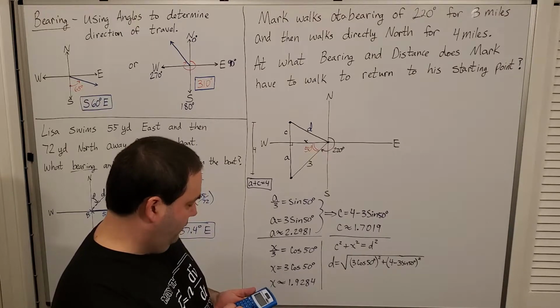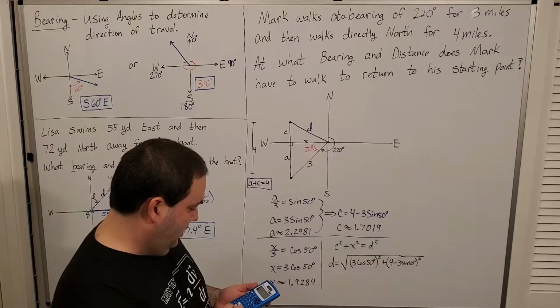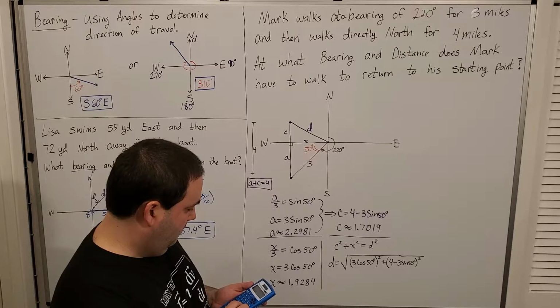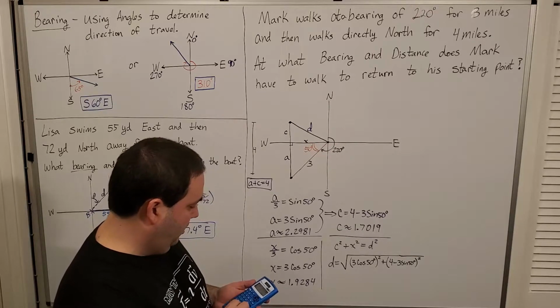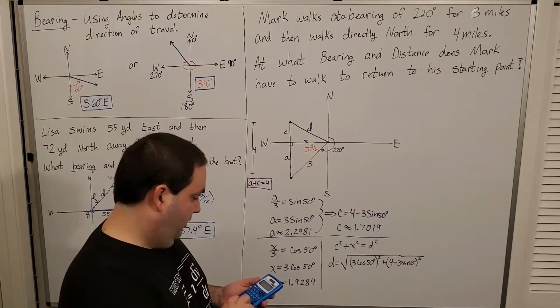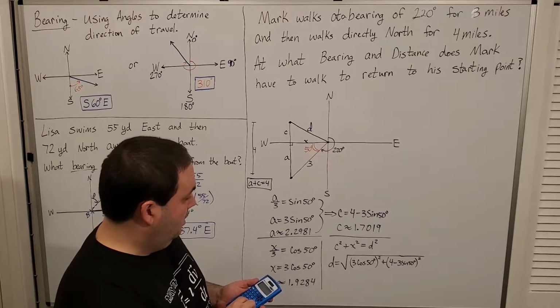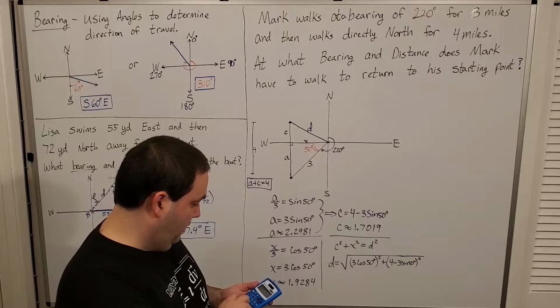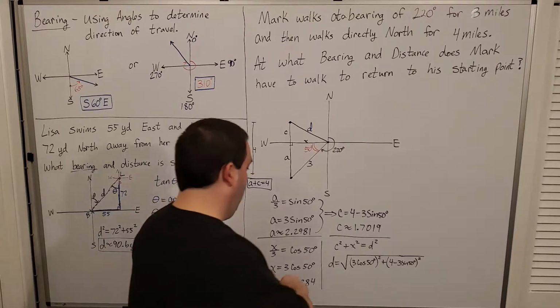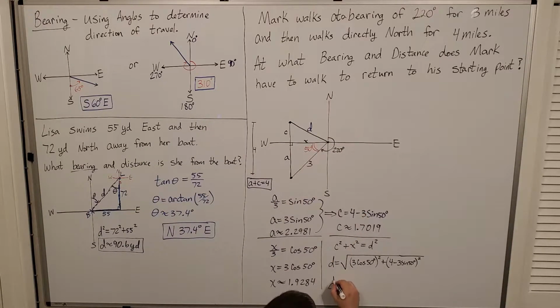So I've got square root, open another parentheses, 3 cosine 50, close that, square it, plus, open another parentheses, 4 minus 3 sine 50, close that, square it, and then close the square root. I got 2.57. D is approximately 2.57195. So let's just leave it there.